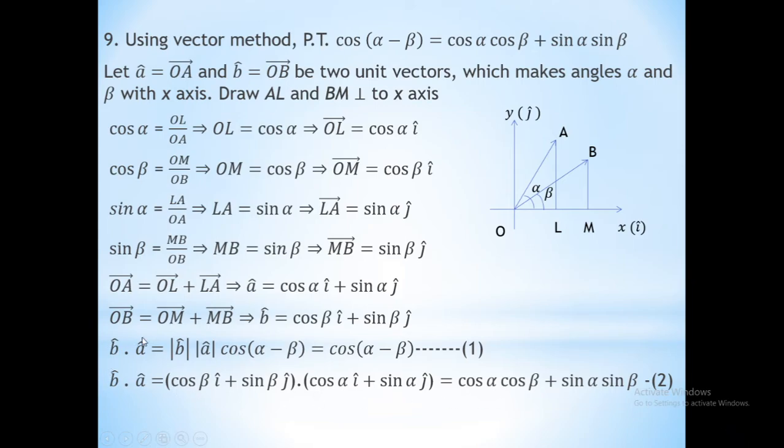Now see here, these two, equation 1 and 2, are the same, isn't it? B cap dot A cap, and this is also B cap dot A cap. So we can simply consider 1 and 2 are the same. 1 and 2 are the same means what? We can simply write cos(alpha minus beta) is equal to cos alpha cos beta plus sin alpha sin beta. So finally we have proved it.